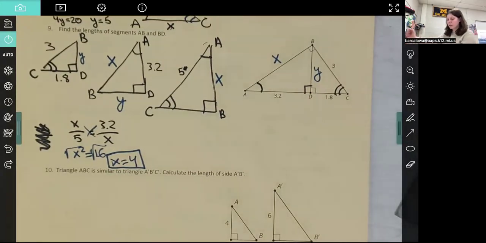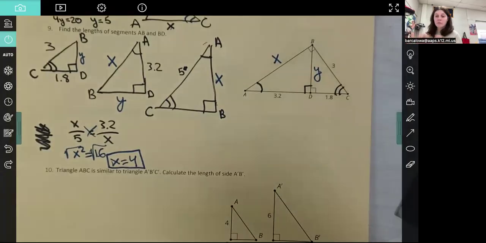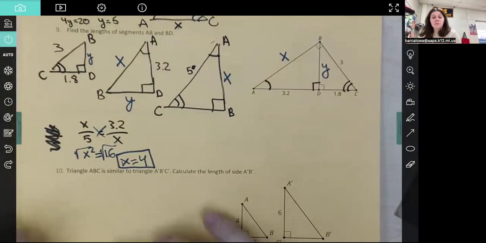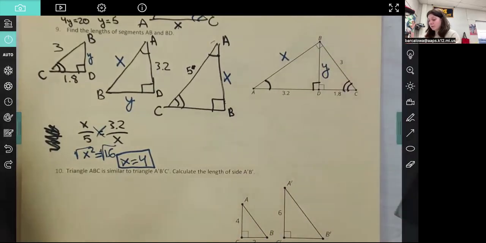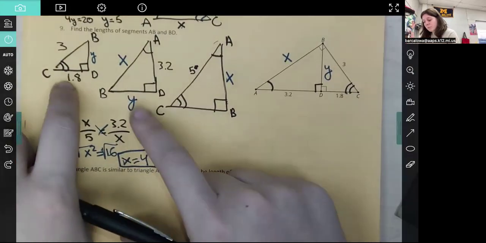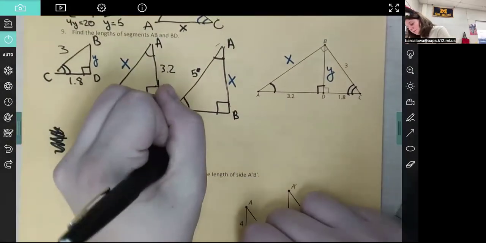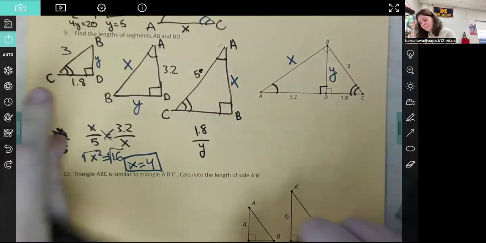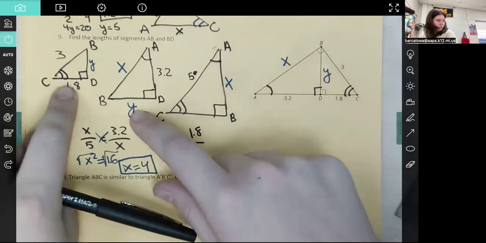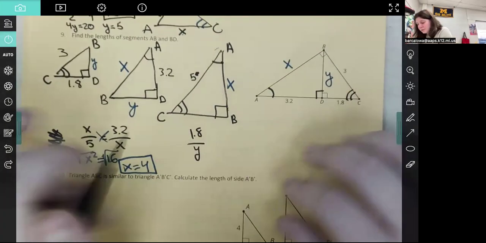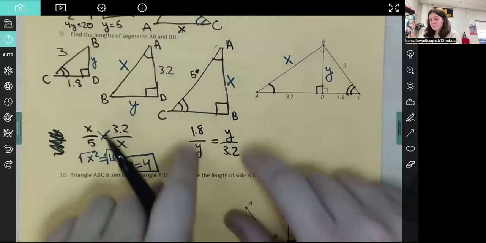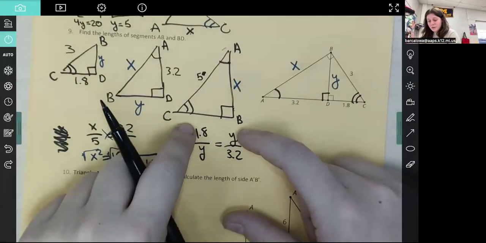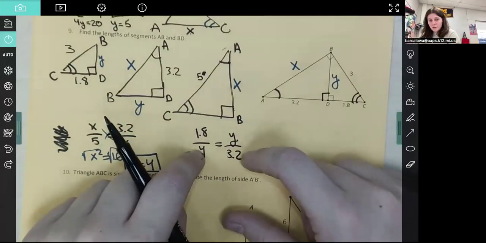All right, so let's find Y. There are a bunch of different ways you can find Y. Okay, I'm going to do just one way. If you end up with the same answer as me, congrats, your method worked too. So 1.8 and Y go together. Excuse me, Y and 3.2 go together. In both of these fractions, I took the small one over the medium one.